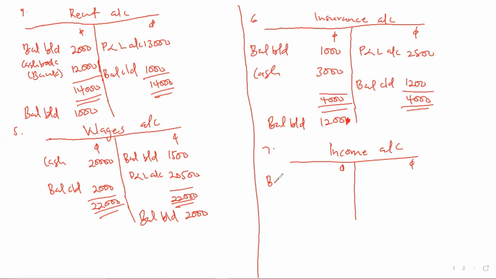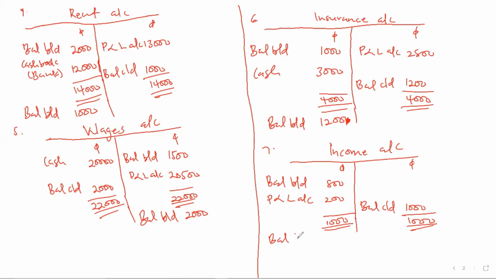So it means the opening balance of the income will be on the debit side, which is 800. The closing balance is also 1,000. So that is all. When you balance this, the difference will come here, which will go to the P&L account, 200. So when you balance this, we have 1,000. So balance carry down, which is 1,000.